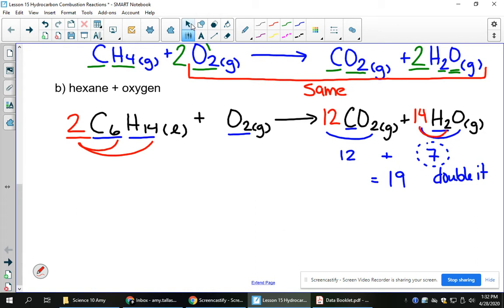Now I can count my oxygens again and do my final coefficient to balance the oxygens. I see 12 times 2 is 24 oxygens. 14 times 1 is 14. Add those together and you get 38 oxygens. So I need to go 38 divided by 2 to get the 19 oxygens that go there.